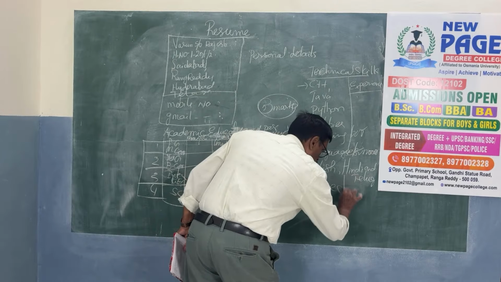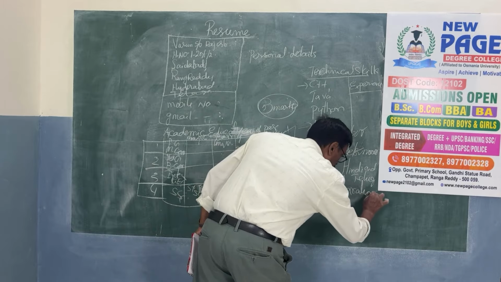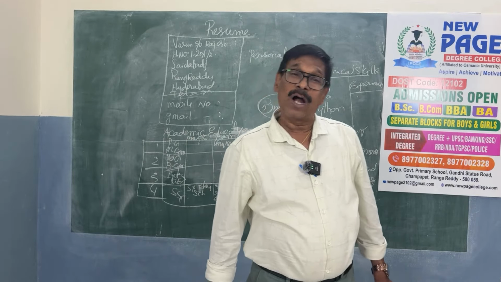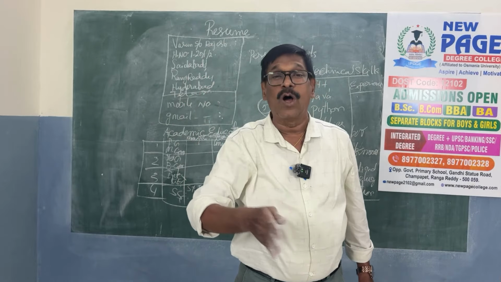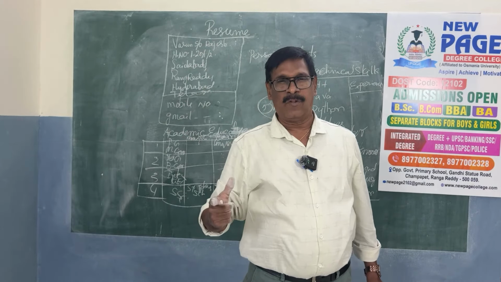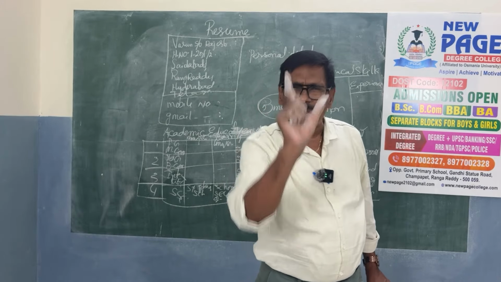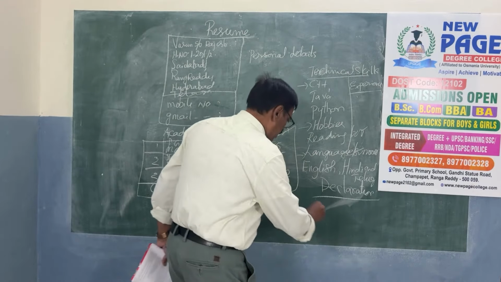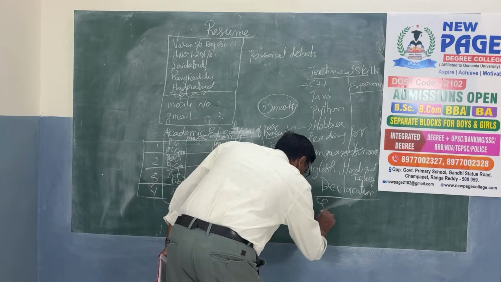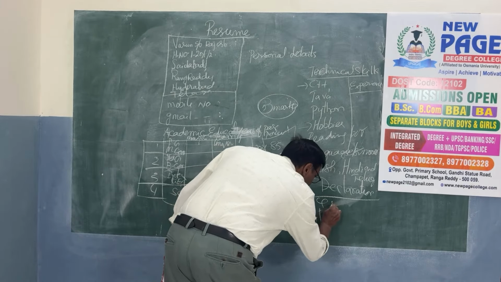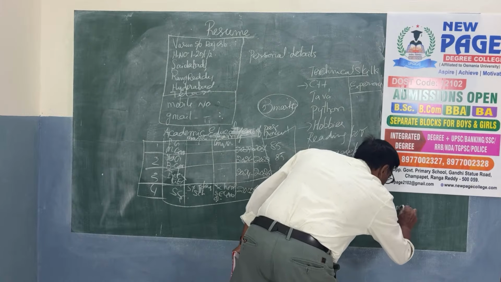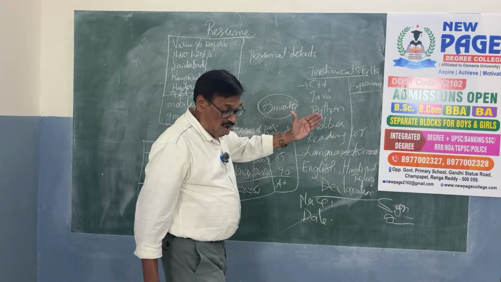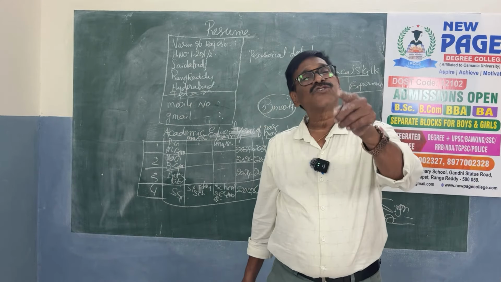And finally, declaration. This is also very, very important. I hereby declare that whatever I mentioned above is true to the best of my knowledge. Just write 2 sentences, enough. 100% you will get 5 marks. And here, place, date. And here, signature. Whatever signature I can do. This is the format of resume or CV.